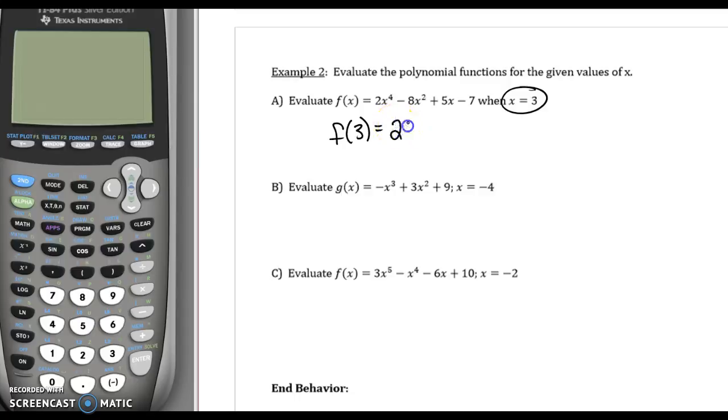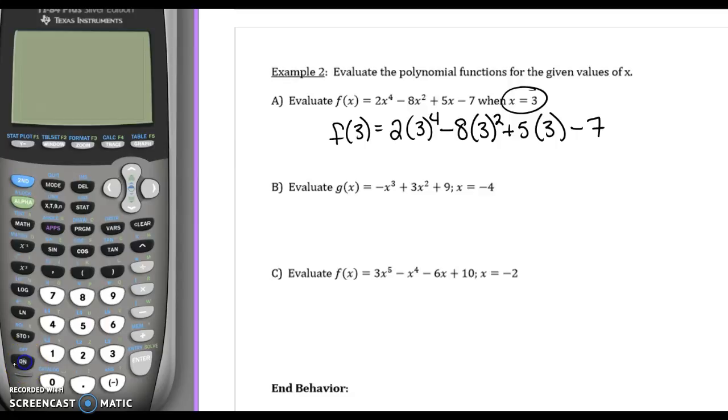Everywhere that you see an x, you should put parentheses directly around it. So 2 parentheses 3, close your parentheses to the fourth, minus 8 parentheses 3, close your parentheses squared, plus 5 parentheses 3, minus 7. You should plug this exactly like that into your calculator.